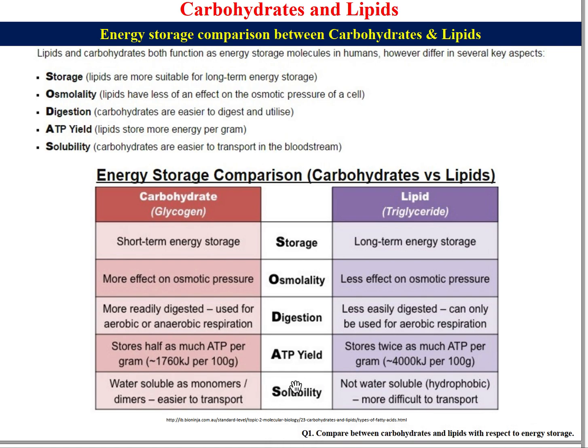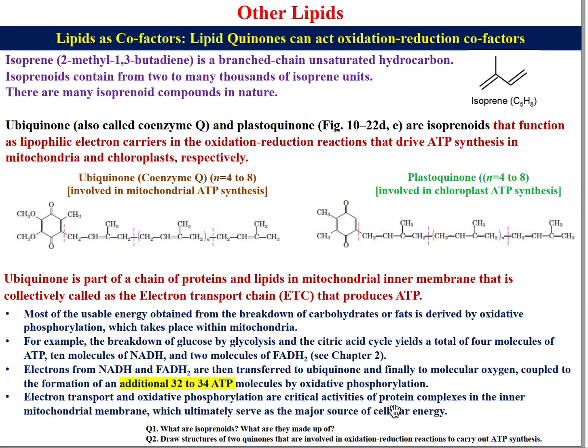Carbohydrates are water soluble as monomers and dimers, so they are easy to transport. Lipids are not water soluble, so they are more difficult to transport. Here is another important thing: lipids as cofactors, like lipid quinones, can act as oxidation-reduction cofactors.